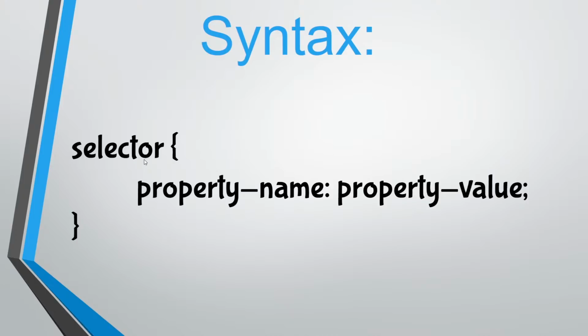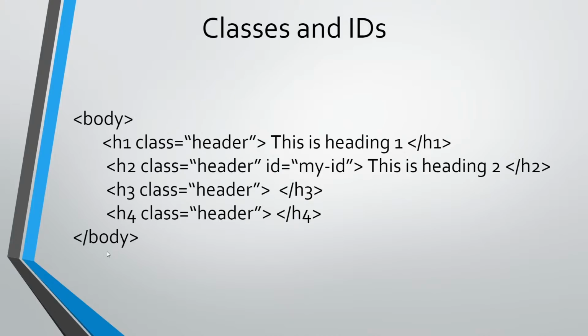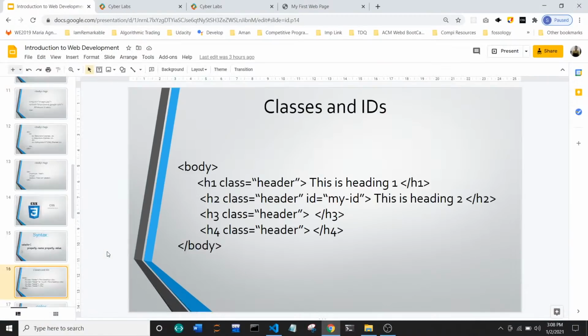We are selecting that particular tag. Then in the property name, we specify which particular property we need to style. For example, for an image tag, we need to specify the height or the width of that image. Then the property value: what should be the value of that property? For example, we need the height to be 100 pixels. So we will write img, then curly bracket open, then height colon 100px semicolon, then curly bracket close. We will discuss it live.